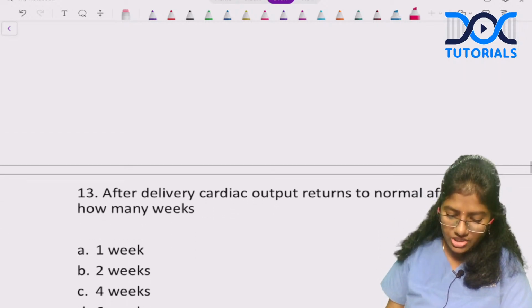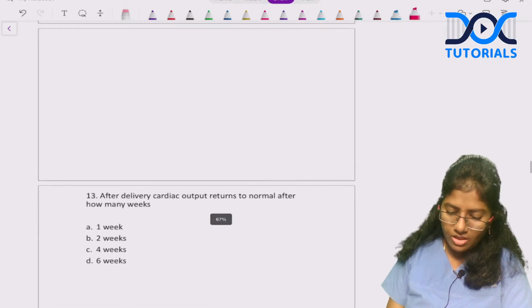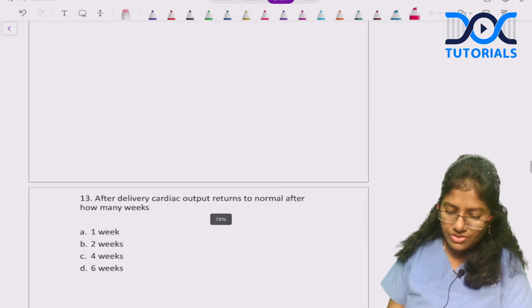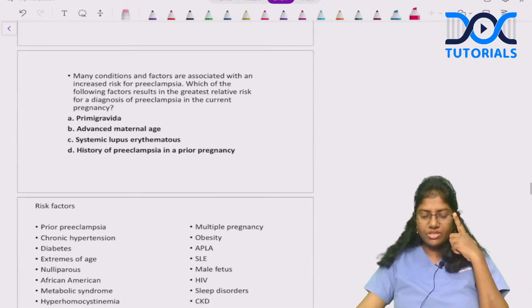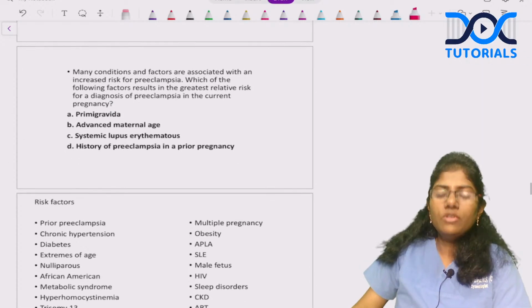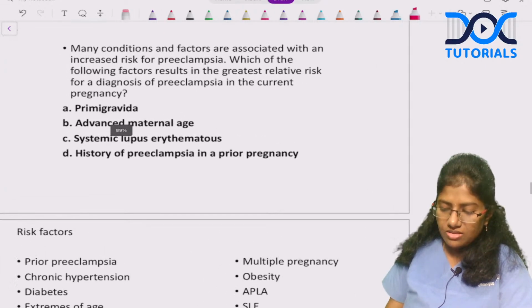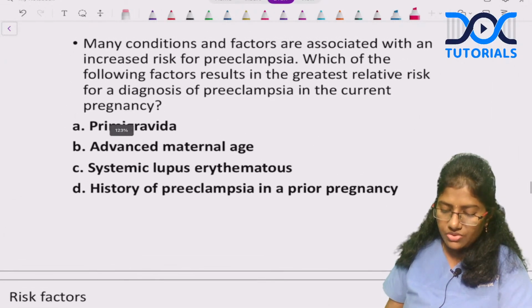Hypertension in pregnancy. I have a few important points to tell you here in hypertension complicating pregnancy. Just see this question here. All of you will see this question. Many conditions and factors are associated with increased risk of preeclampsia.